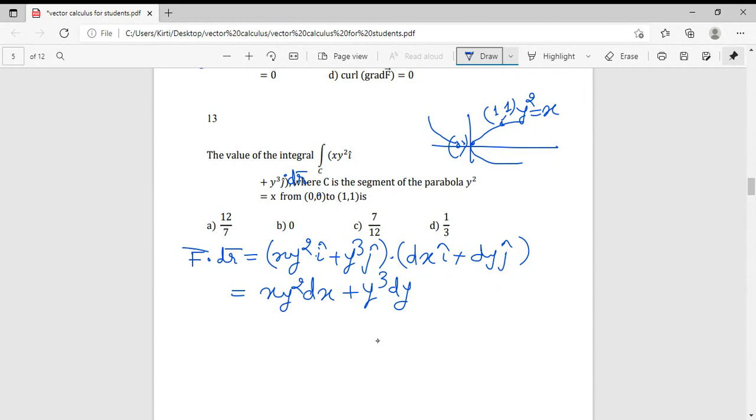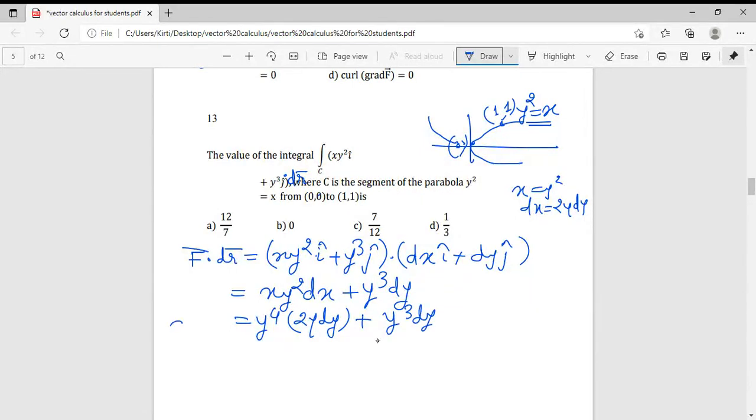Okay. So now this is to be integrated with respect to either x or with respect to y. So we have to convert this completely in terms of x or y. So we will make use of this relation. We'll put everywhere x as y square, right? So what we get, when we put x as y square, is y to the power 4, and x is y square, so what will be its differential? So it will be 2y dy. So dx is 2y dy. Then y cube as it is dy, right?